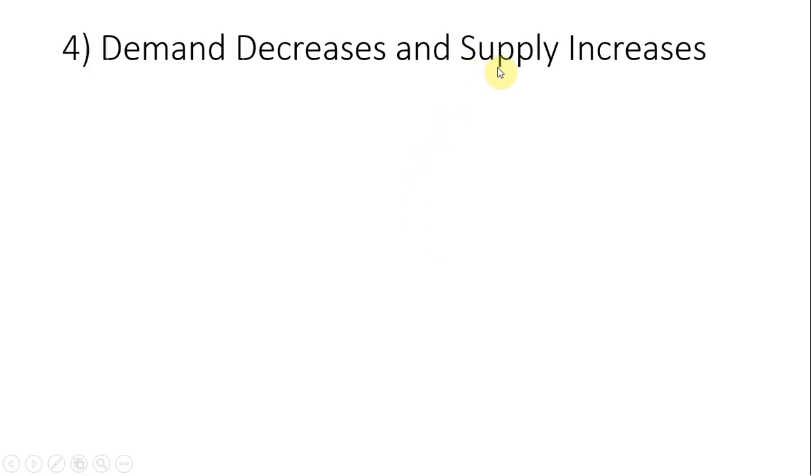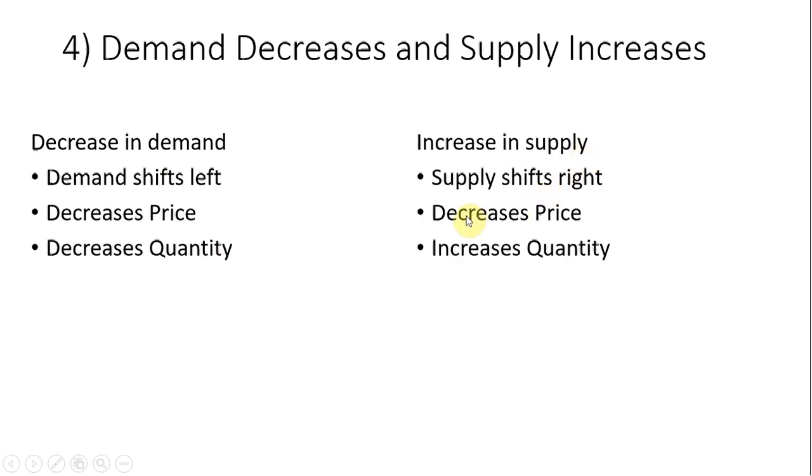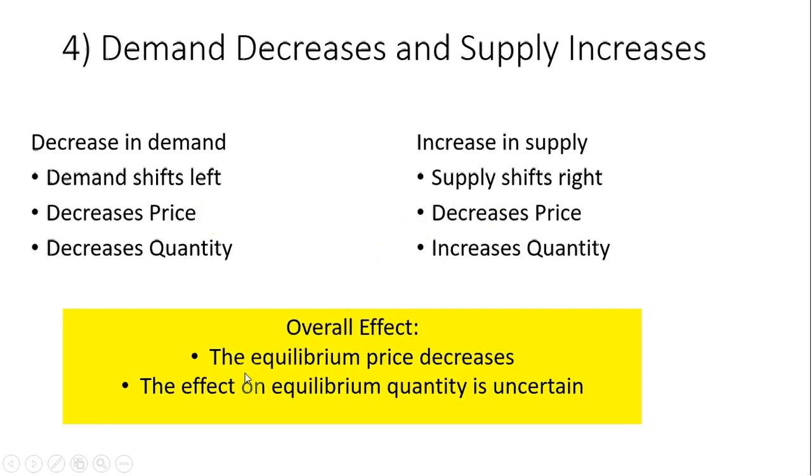demand decreases and supply increases. A decrease in demand means a decrease in the equilibrium price and a decrease in the equilibrium quantity. When supply increases, that will decrease the equilibrium price, but it will increase the equilibrium quantity. Looking for things that are in common, decrease in price, decrease in price. So we can say that the overall effect here, the equilibrium price will be lower, but as for the quantity, the two effects on the quantity are going in opposite directions, so we don't know.